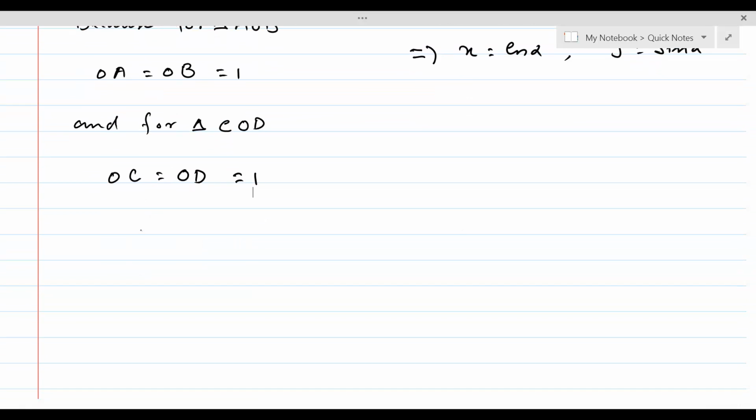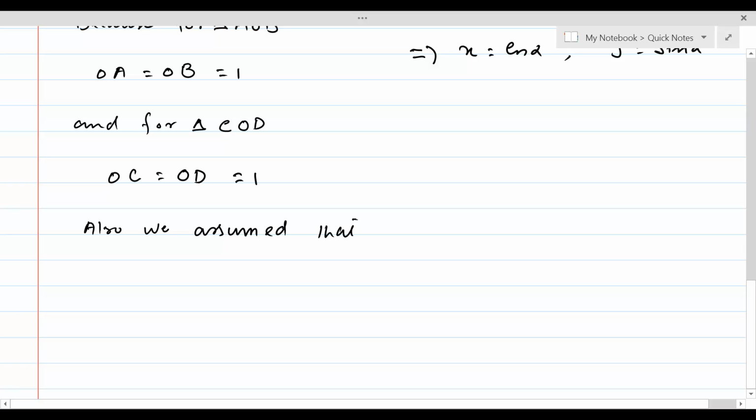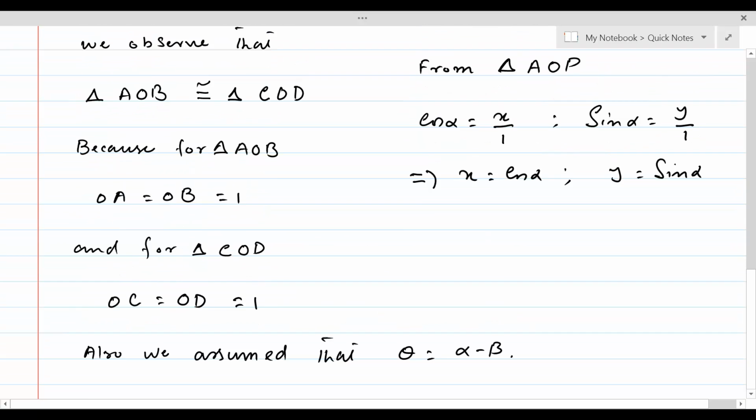Also, we assumed that theta is equal to alpha minus beta. So when two sides are equal to the corresponding equal sides of another triangle and their included angle is also equal, the triangles are both similar.